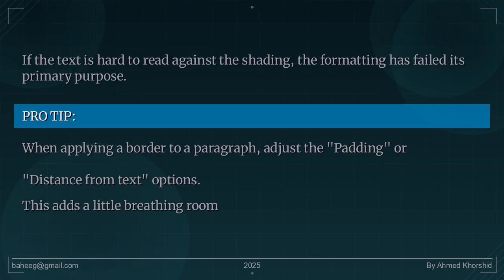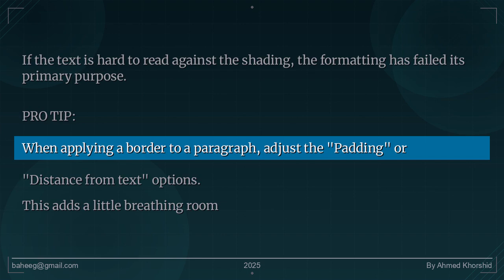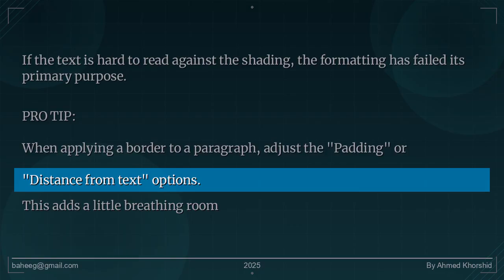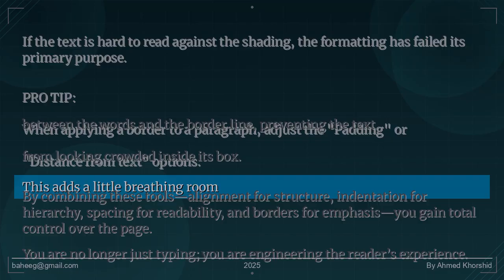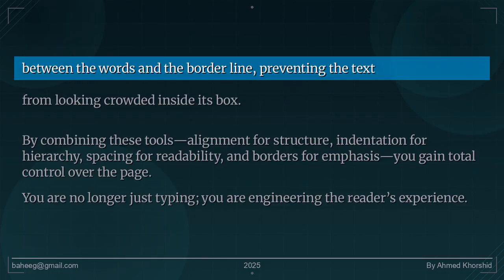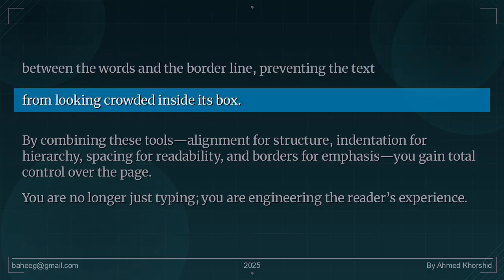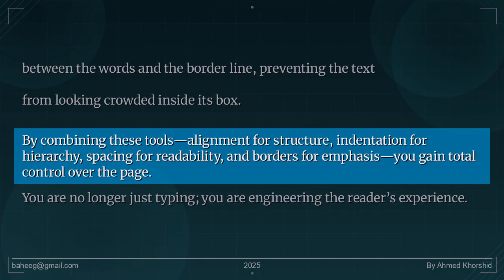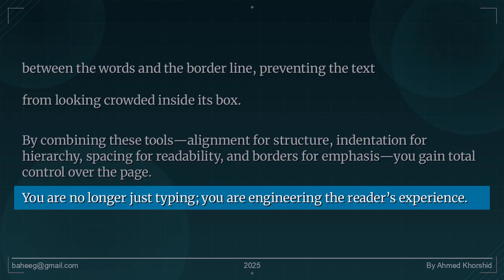Pro tip: when applying a border to a paragraph, adjust the padding or distance from text options. This adds a little breathing room between the words and the border line, preventing the text from looking crowded inside its box. By combining these tools, alignment for structure, indentation for hierarchy, spacing for readability, and borders for emphasis, you gain total control over the page. You are no longer just typing, you are engineering the reader's experience.